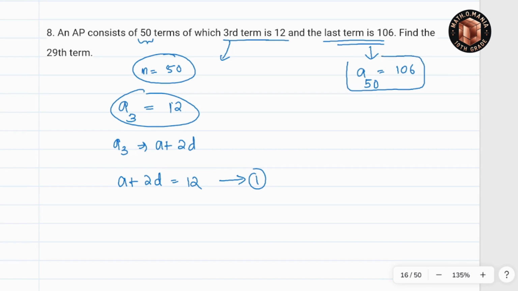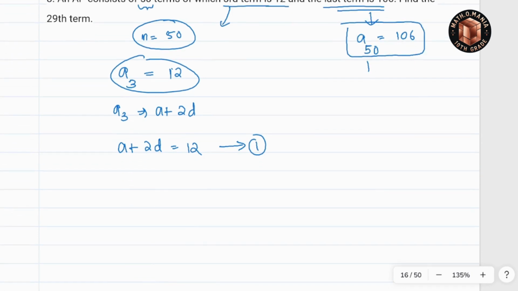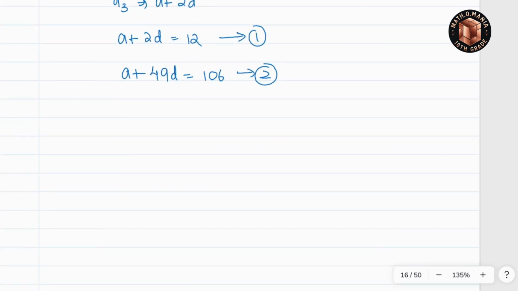From here, I can again write A50 as A plus 49D, which is equal to 106. So that is A plus 49D equal to 106. This is my equation number 2. Now I will write my equations separately. A plus 49D equals 106, that is my equation number 2. And next is A plus 2D equals 12, which is my equation number 1.